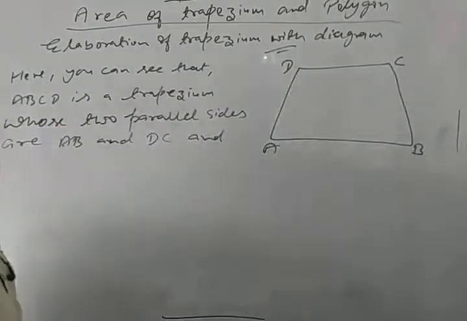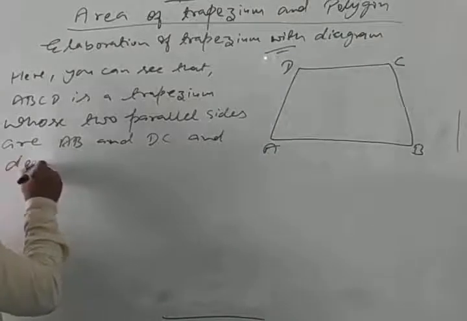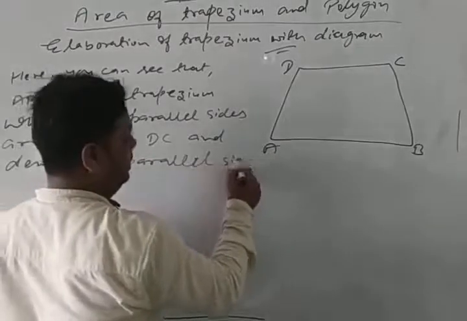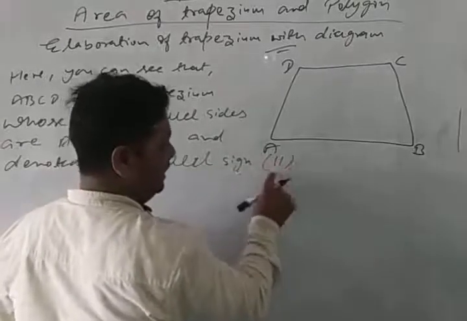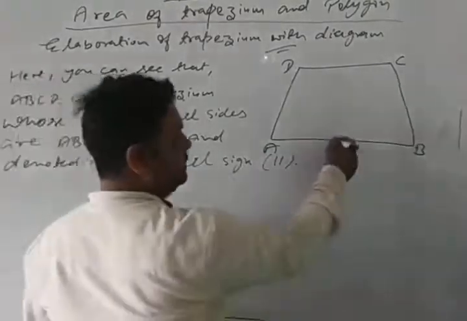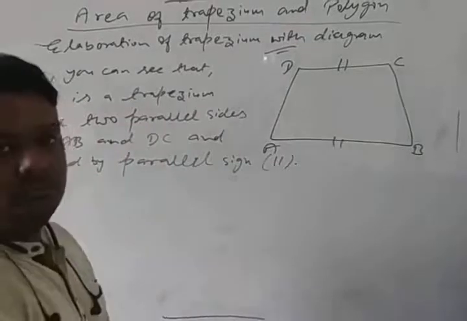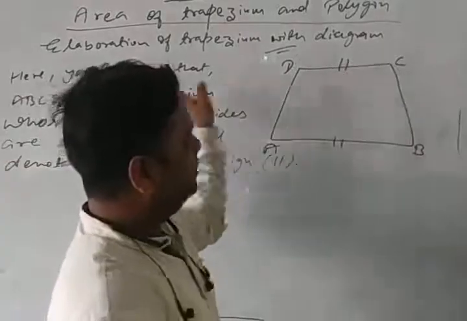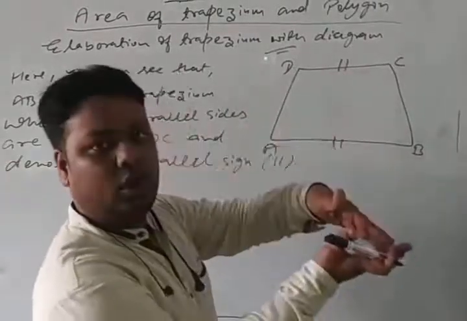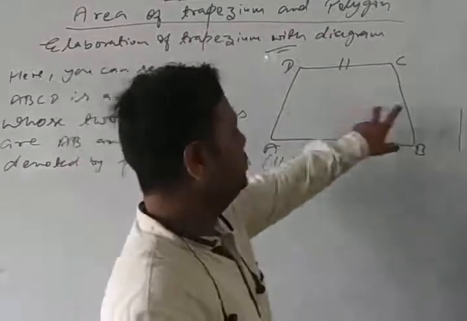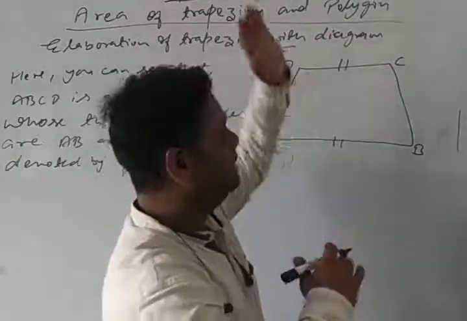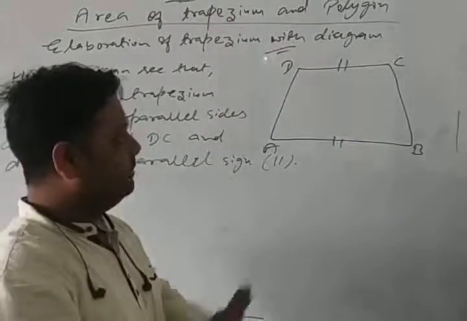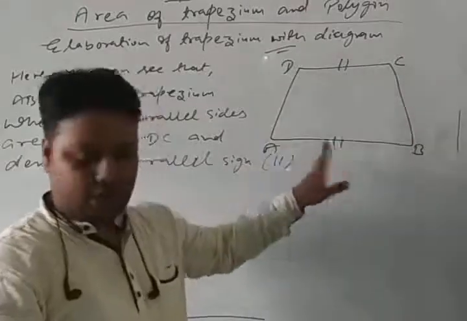AB and DC are denoted by the parallel sign, written here. So these two are the parallel sides of the trapezium, AB and DC. As you can see, they are both straight lines. They can never cross each other, and that's why they are parallel. But these two, when we produce these lines, will meet at infinity. It means that these two are non-parallel sides and these two are parallel sides.